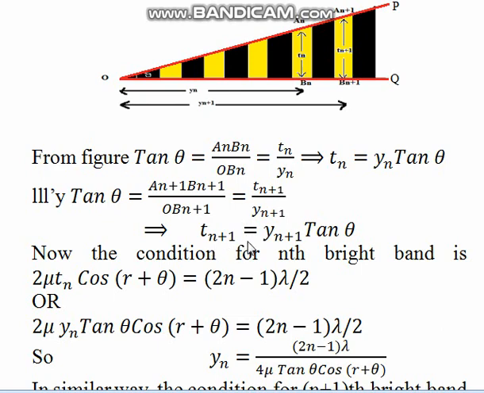Now apply the condition of the bright band for the nth bright fringe. What is the condition? The condition is twice mu Tn cos of r plus theta, plus lambda by 2, is equal to twice n lambda upon 2. When plus lambda by 2 is transferred to the right hand side, you can obtain this expression. Put the value of Tn, which is Yn tan theta. In this way we calculate the Yn value.